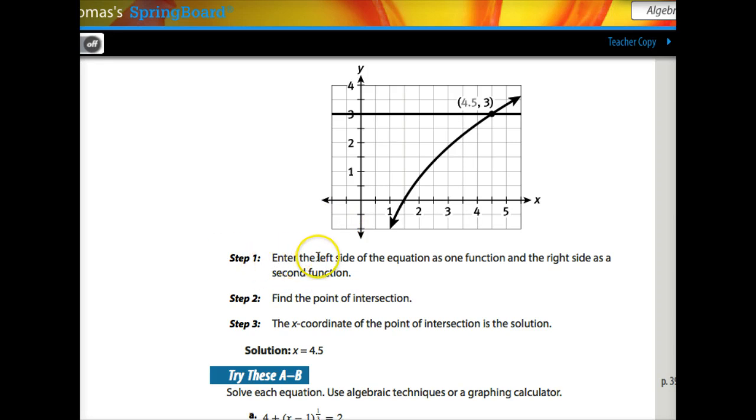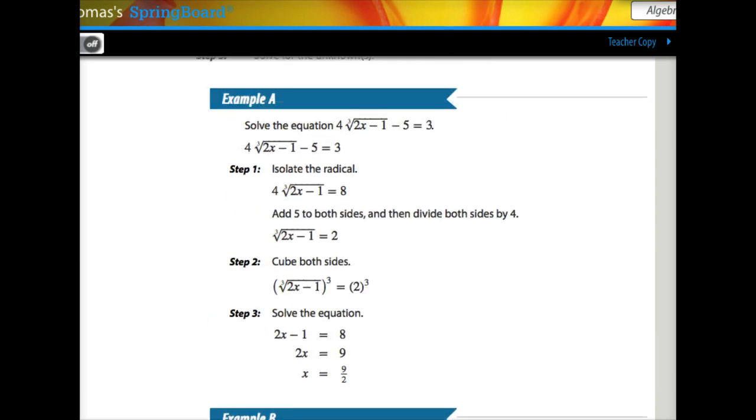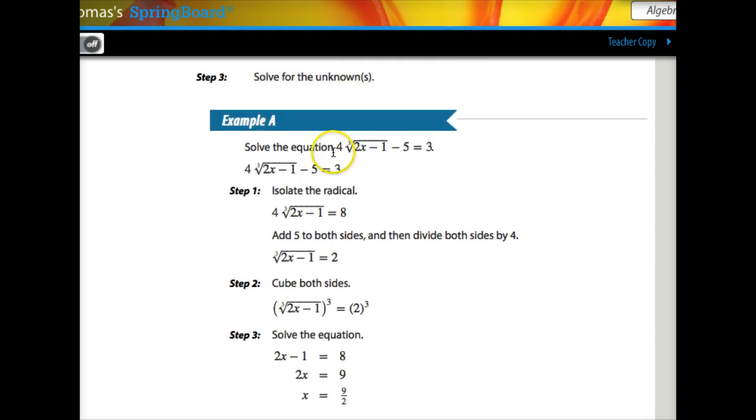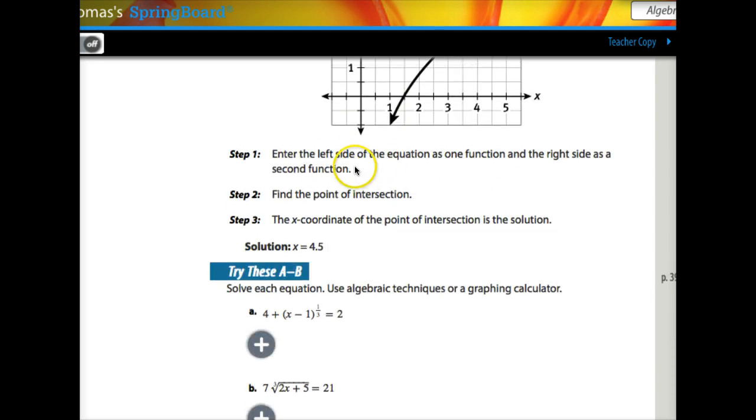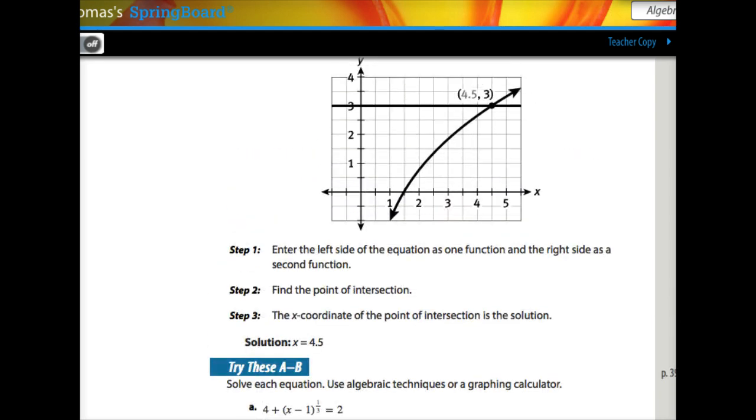Step 1, enter the left side of the equation as one function. So meaning into your y1, you're going to type in the left side of this equation. So you would type in 4 cube root 2x minus 1 and then minus 5. That's the left side. That would go in y1. Then the right side, which is just 3, would go in your y2. So that's step 1. Step 2 is to find the point of intersection.